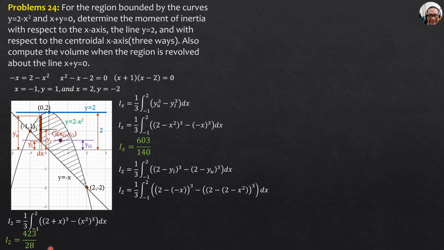423 over 28, and that's the moment of inertia with respect to the tangent line at the vertex y equals 2, which I call I sub 2. Then with respect to the centroidal x-axis, we use the transfer formula for moment of inertia, which is I with respect to any axis is equal to I sub gx. So this is the centroidal axis. Then plus area, then distance squared.